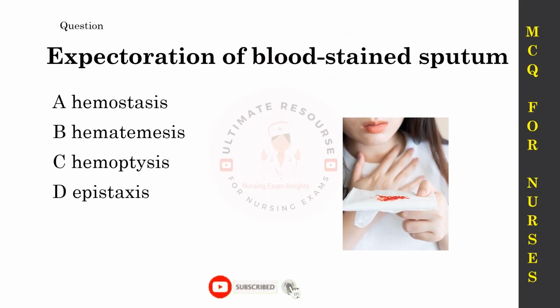Expectoration of blood-stained sputum. Options are A. Hemostasis, B. Hematemesis, C. Hemoptysis, D. Epistaxis. The answer is C. Hemoptysis.